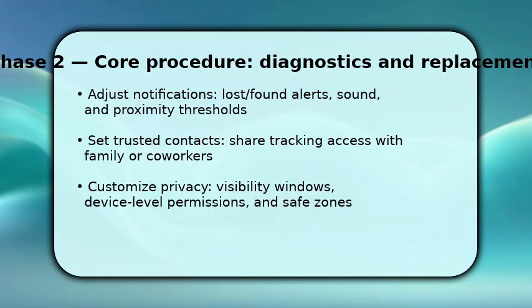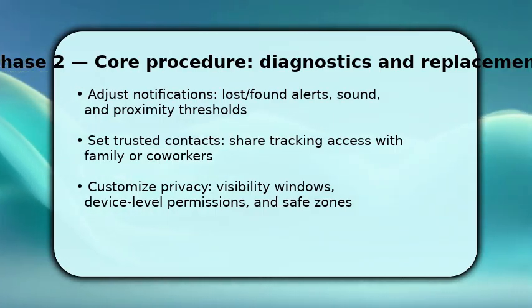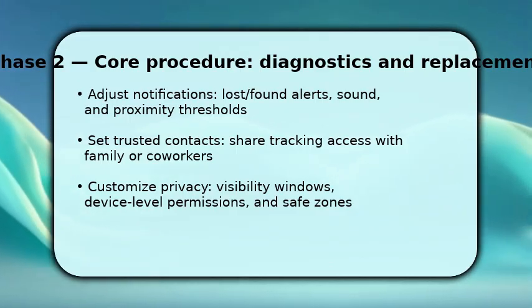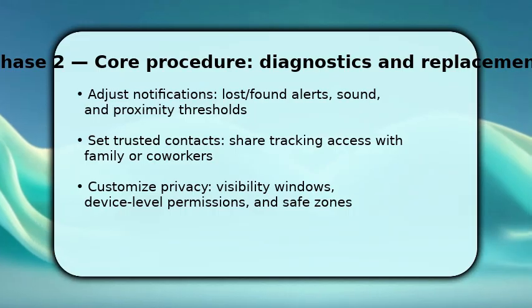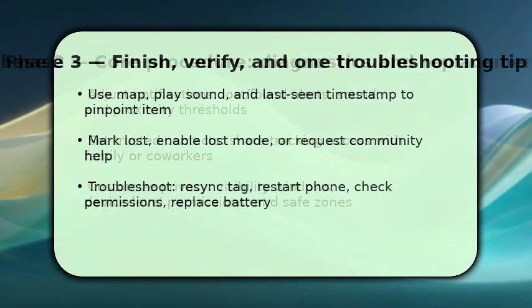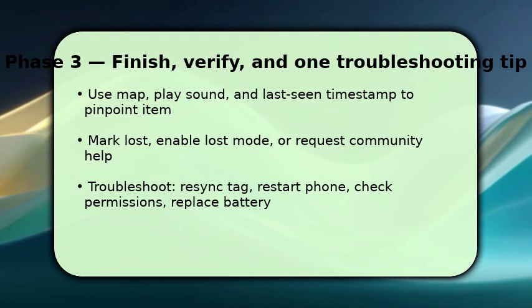Next, add trusted contacts for shared recovery. Make sure they accept access so the chain of custody works. Finally, refine privacy settings like safe zones and visibility windows, because these determine when your item broadcasts and who can see it. You now use the app to find and recover items.